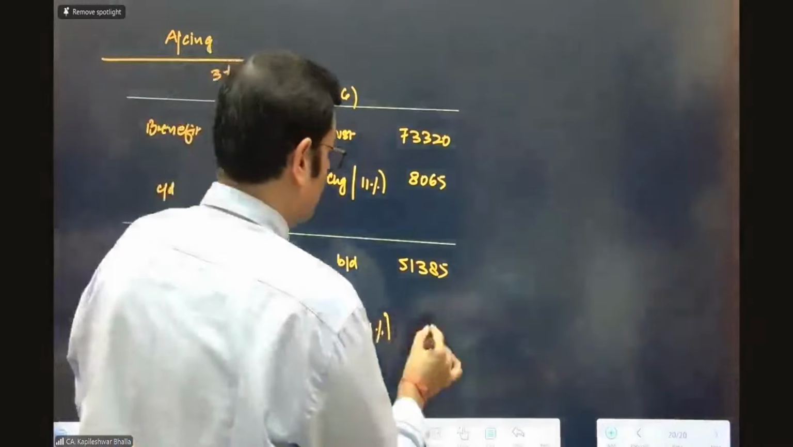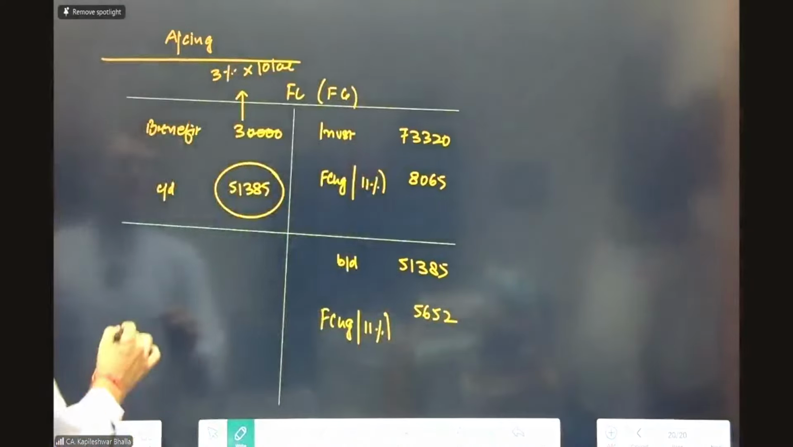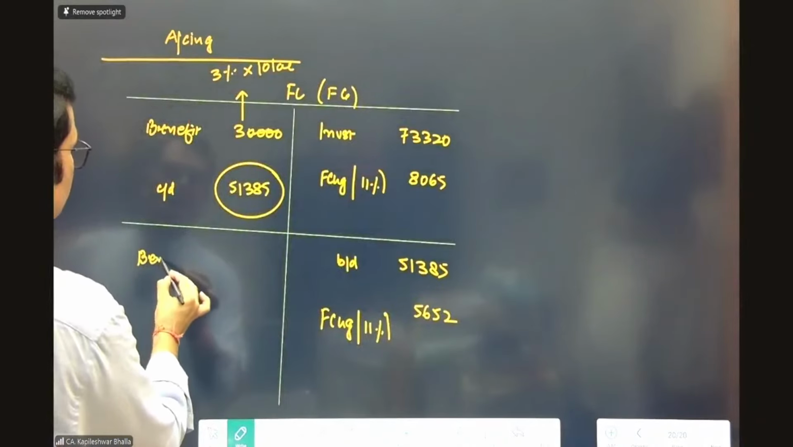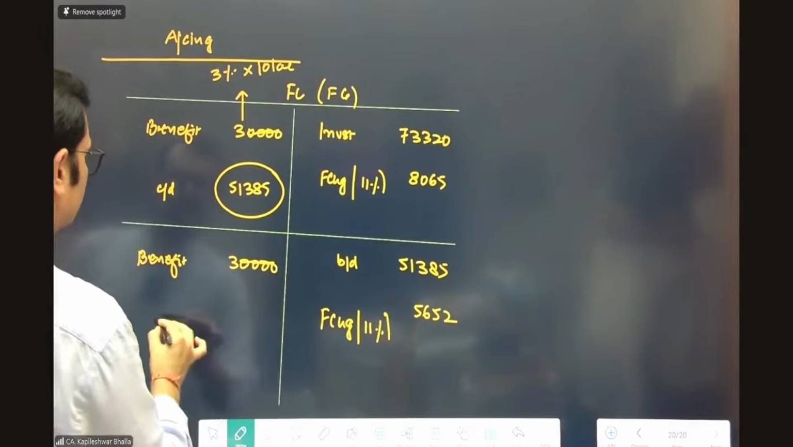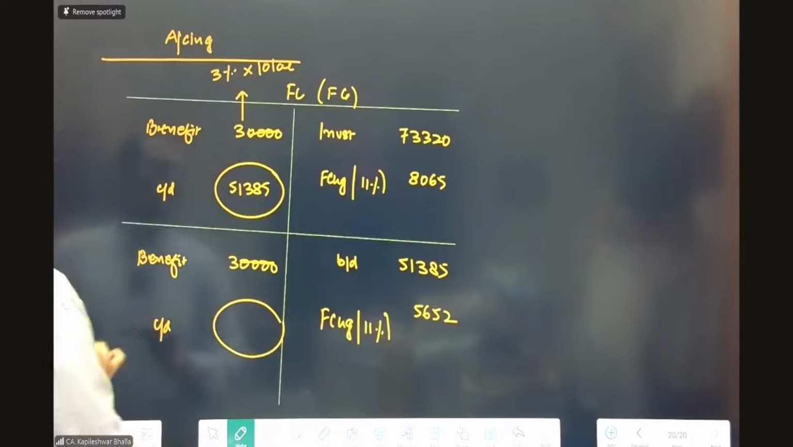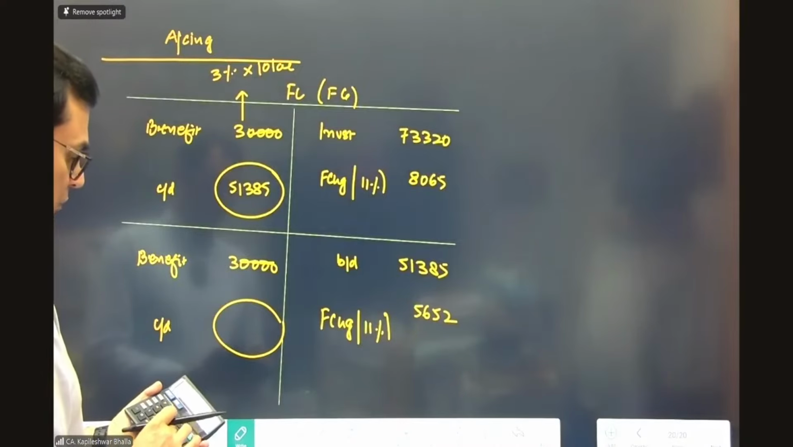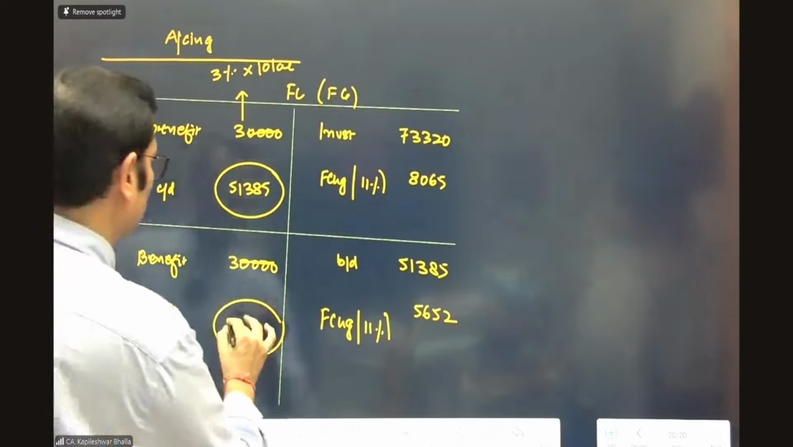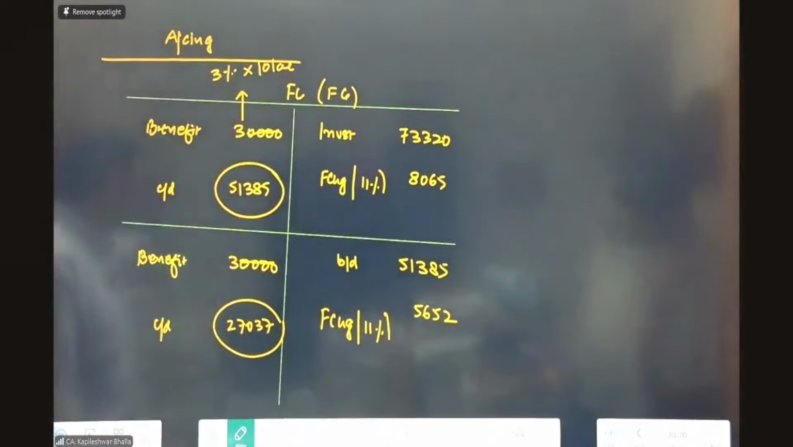Let's again take the finance charge at the rate of 11%. That's, I think, 5,652. And again, the benefit, that is 30,000. So we get the balance CD as a balancing figure: 51,385 plus 5,652 minus 30,000. This, I think, comes to 27,037.